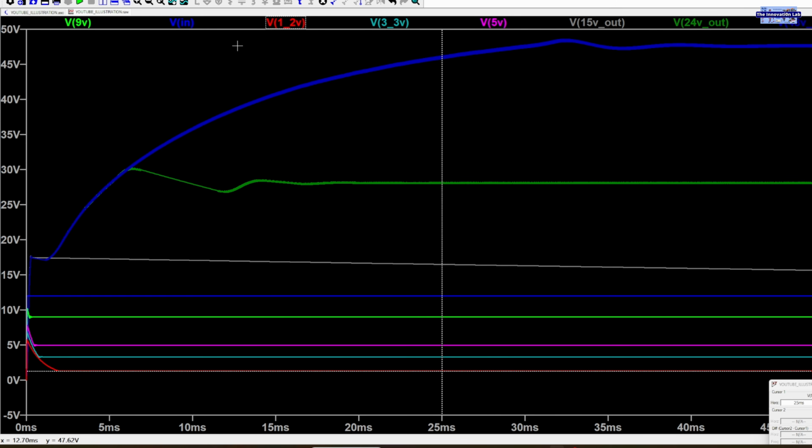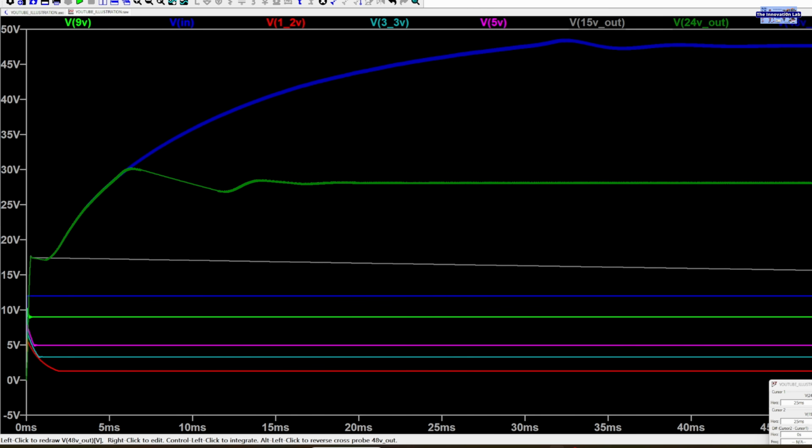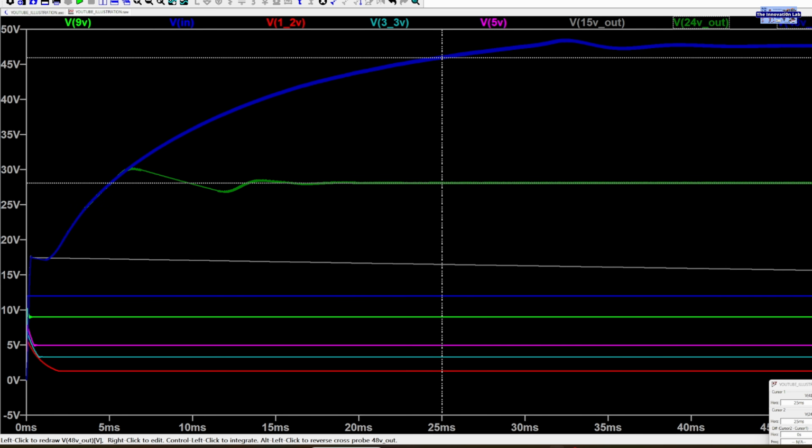and finally we have the 1.2. Now above the 12 volt input line, we have the boost converters. The first one is the 15 volt boost converter. It's not quite exactly 15 volts, but that's okay. This is just for illustration. The second one is the 24 volt boost converter, and the last one is the 48 volt boost converter. Again, this is just for illustration.